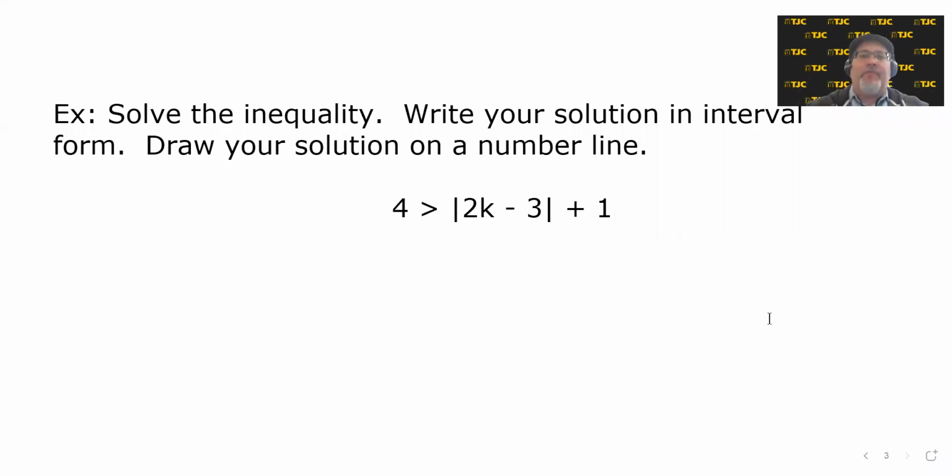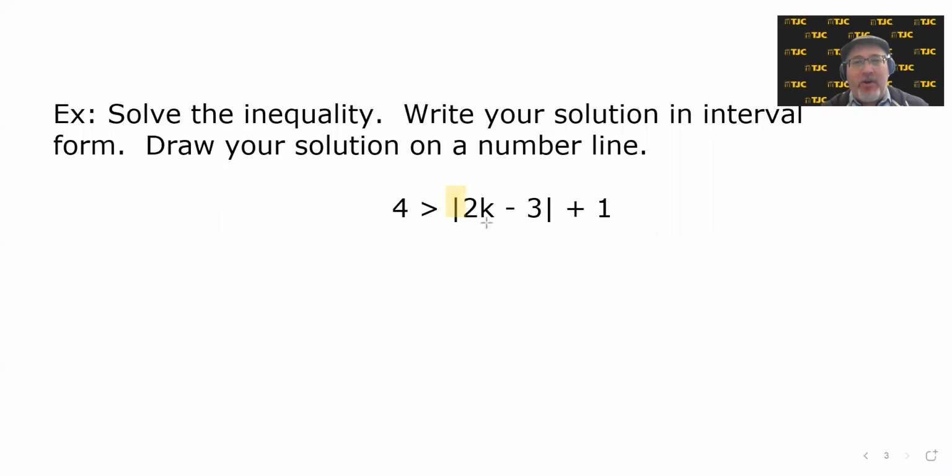Solve the inequality. Write your solution in interval form. Draw your solution on a number line. There's actually two issues with this particular less than inequality. Number one, it doesn't say less than. It says 4 is greater than the absolute value of 2k minus 3, followed by plus 1. And number two, the absolute value has some extra numbers on the outside of it.